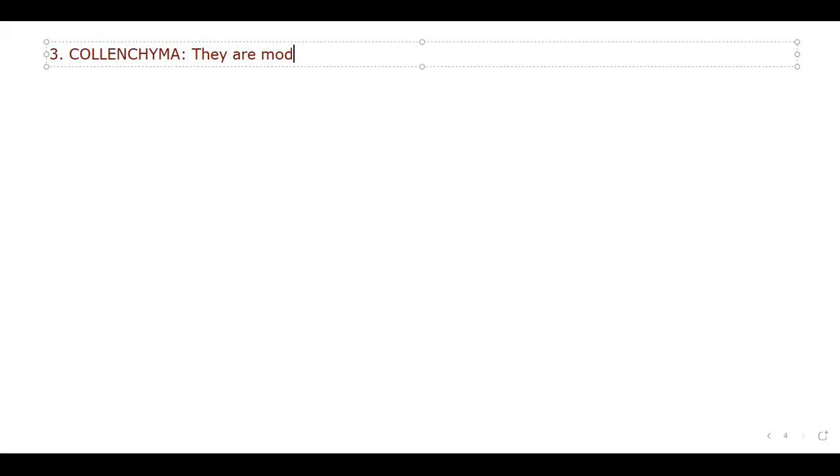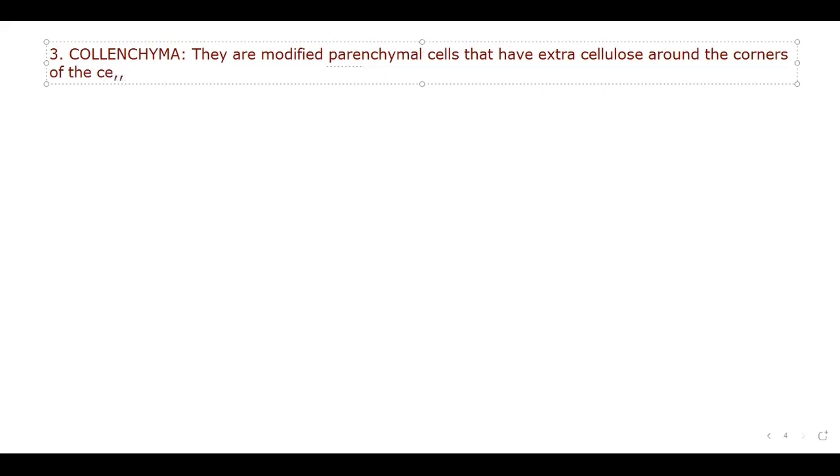They are modified parenchymal cells that have extra cellulose around the corners of the cell, right? This provides extra strengthening and support because that cellulose makes the cell wall stronger. So it provides even more strength. It provides even more support.